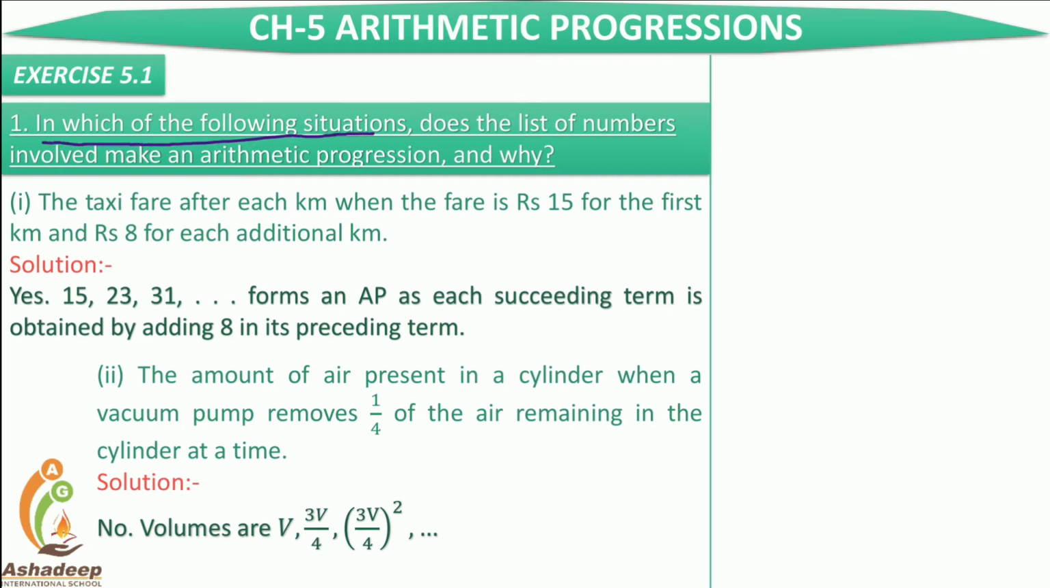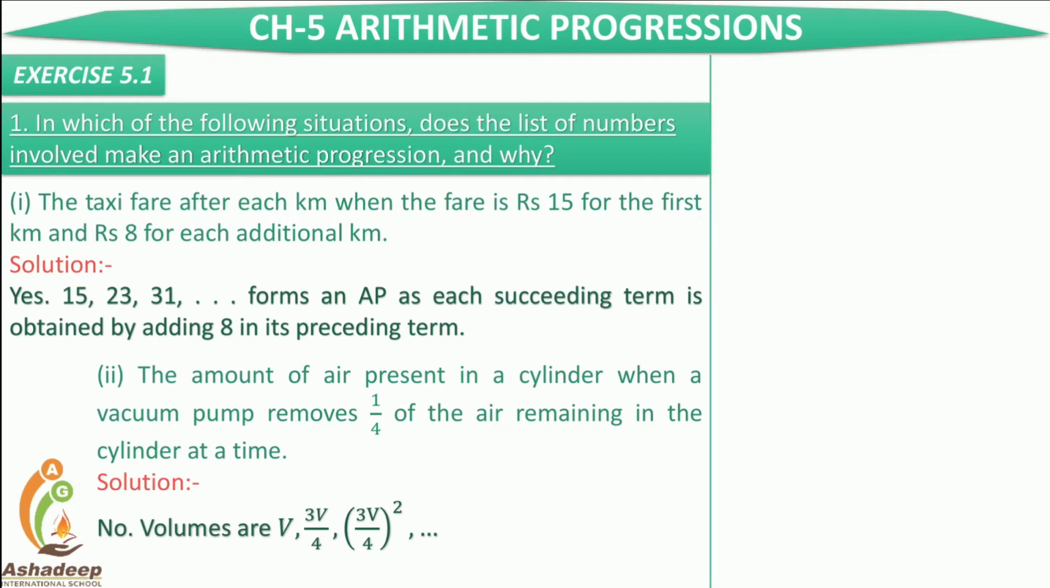In which of the following situations does the list of numbers involved make an arithmetic progression, and why? It makes an arithmetic progression if a fixed number is added. So consider a taxi fare: the fare is rupees 15 for the first kilometer and 8 rupees for each additional kilometer.